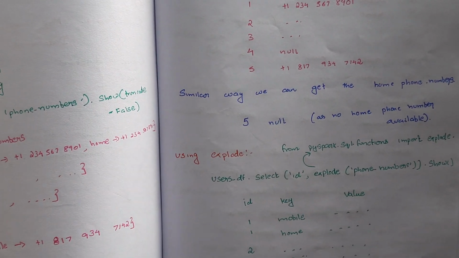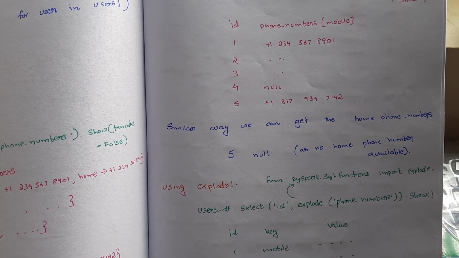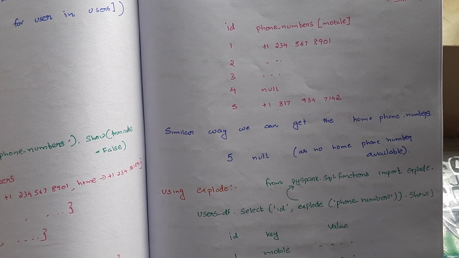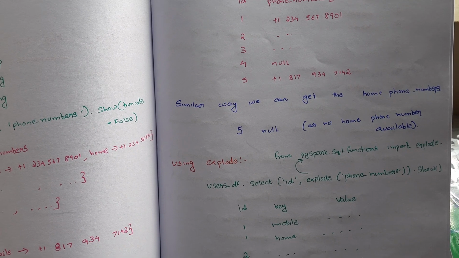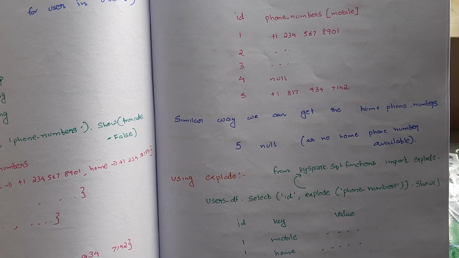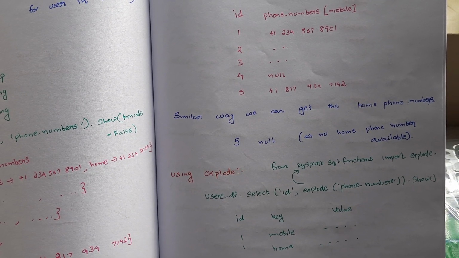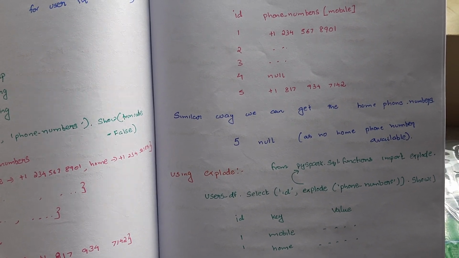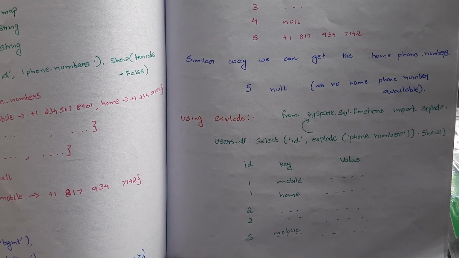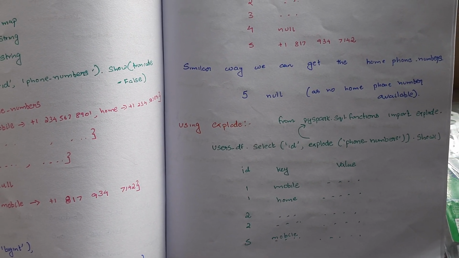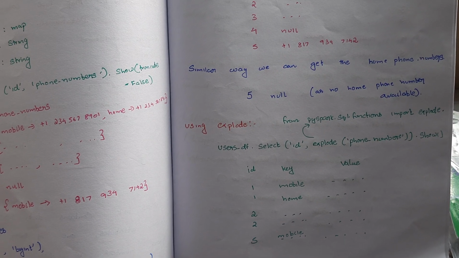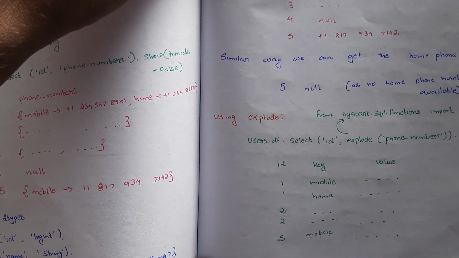Let's say id 1 has a mobile number and a home number as phone numbers. If you want those in two different rows, we need to go for the explode function. From pyspark.sql.functions import explode, then users_df.select id, explode phone number. You will see that id 1 comes in two rows. The key and value are the column names, with mobile as the key in the first row and home as the key in the second row, and the corresponding values in the value column.